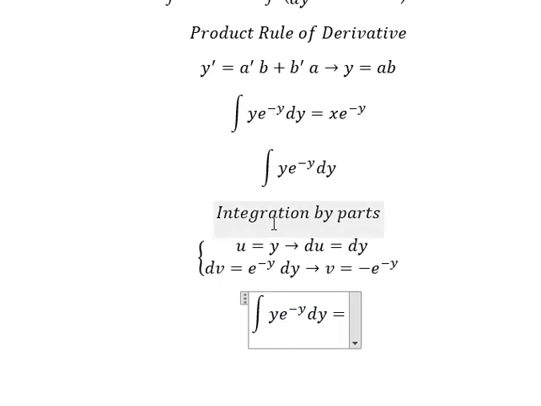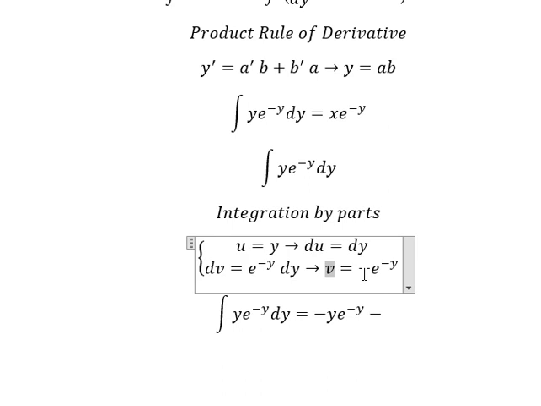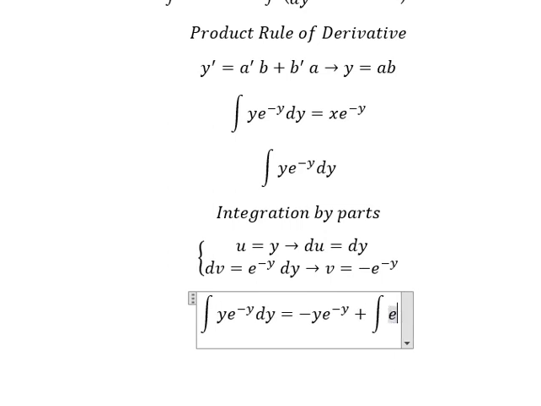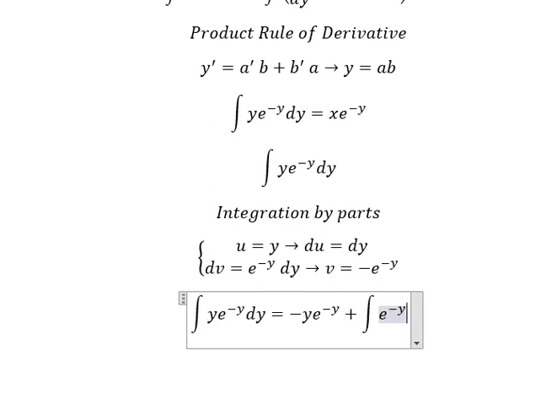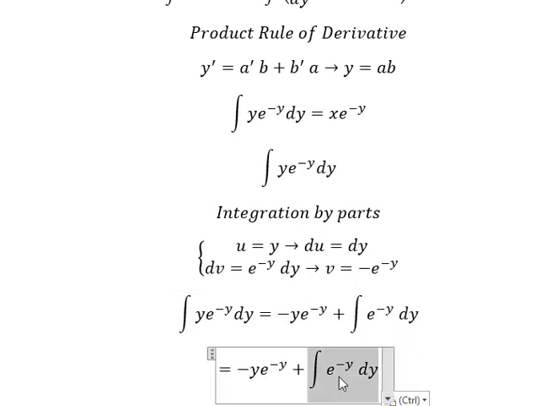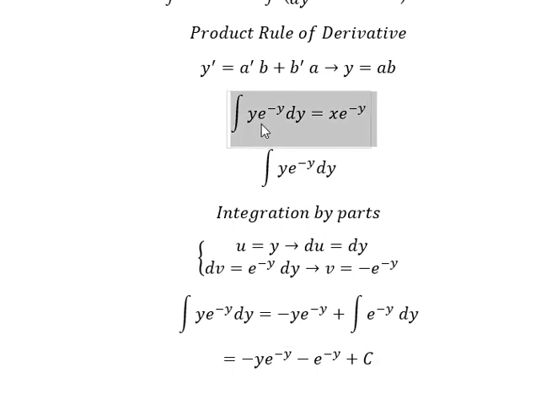So we have u multiplied by v minus, we have the u multiplied by v. So negative and negative, we have positive, and we have the integration e to the power of negative y dy. So the integration of this one, we have negative e to the power of negative y, and I will put about c.